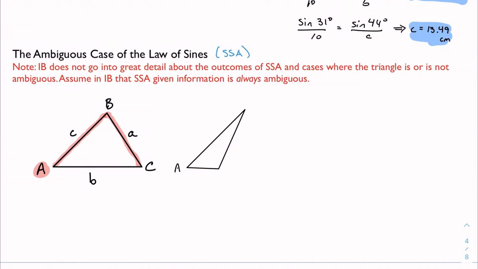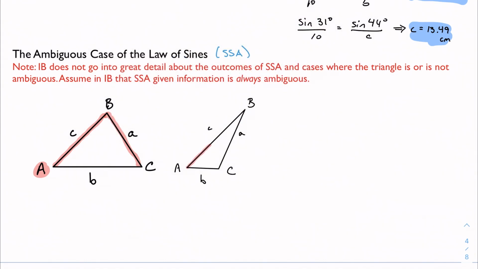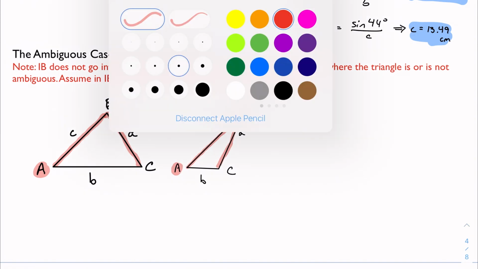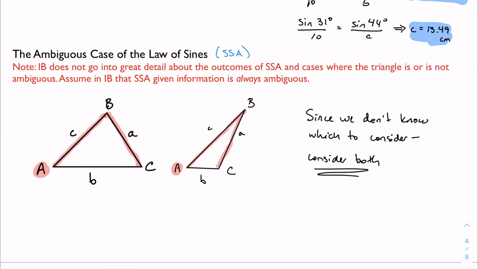So I still have A, B, C, C, A, B. And I've still preserved the given information. But I can actually draw it two different ways. And since we don't know which triangle to consider, we need to consider both. If we ever come to a point where we never know which one to choose, which one to work with, you have to work with both.